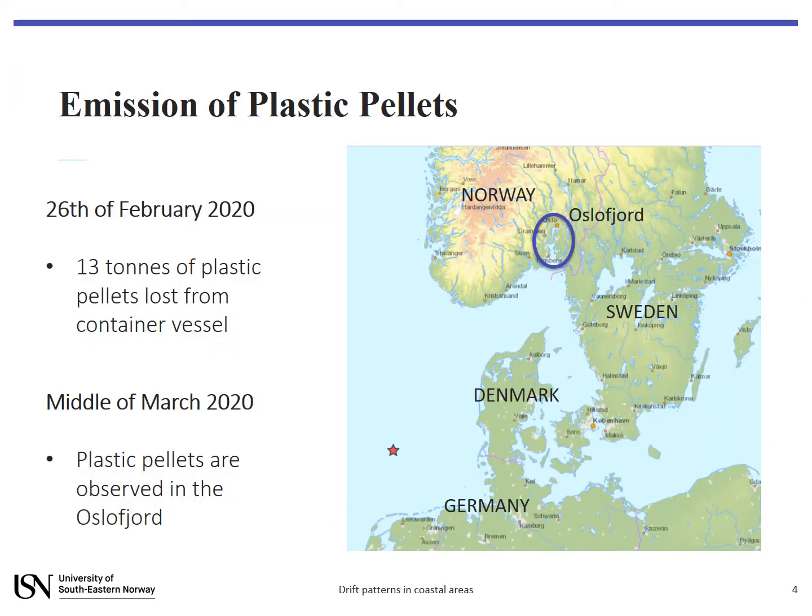A container vessel encountered harsh weather during transit from Germany to the western part of Norway in February. About a month later, the pellets were observed in the Oslofjord. Investigation showed that the pellets stemmed from the container vessel.